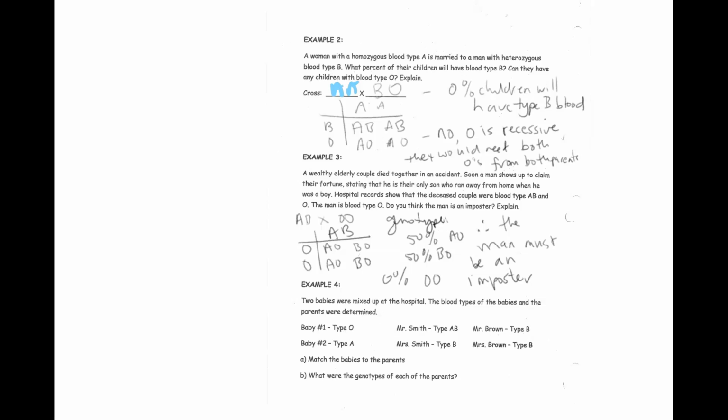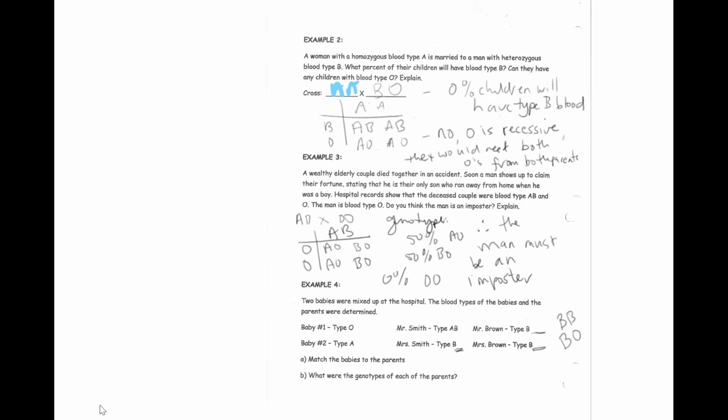Okay, guys, so example number 4. There's 2 babies, type O and type A, and there's 2 couples: Mr. and Mrs. Smith, who are type AB and type B, and Mr. Brown, who is type B, and Mrs. Brown, type B. Now the thing is, we don't know what genotype Mr. Brown, Mrs. Brown, or Mrs. Smith are. They could be type BB, or they could be type BO. We don't know that, and we're trying to match these babies to these 2 couples.